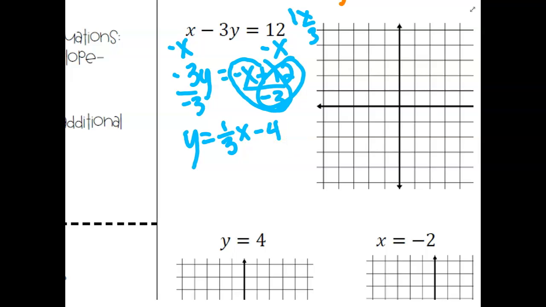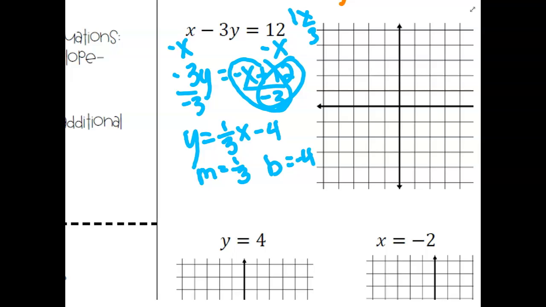So what we did yesterday is once we have it in y equals, we said, okay, the slope is going to be the number in front of x, which is going to be 1/3. The y-intercept is going to be that other number, which is negative 4. So far, nothing new. Okay?